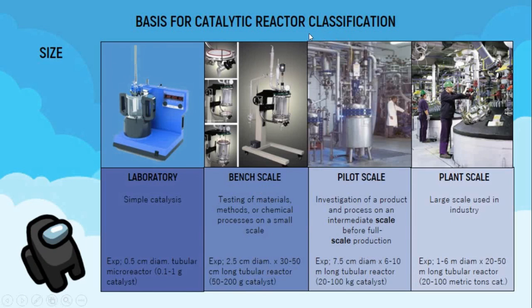Now I will explain about the basis for catalytic reactor classification. There are several bases and classes for catalytic reactor. The first basis is size. There are four different classes for size: first is laboratory, then bench scale, which is larger than laboratory, pilot scale, which is intermediate scale and used for investigation of product before the use in the industry, and also plant scale, which is large scale and used in the industry.